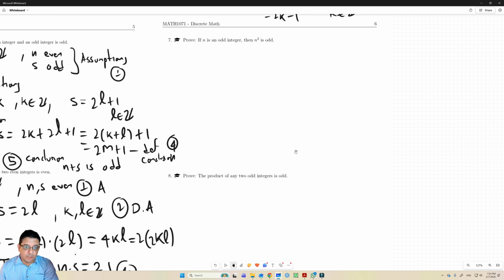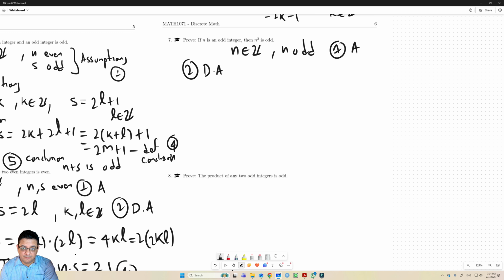Now let's go to question number 7. If n is an odd integer, then n squared is odd. So let's do the same thing once again. Let's say n is something that belongs to the integers, and n is odd. This is step 1, my assumptions. Step 2, my definition of the assumptions: if n is odd, then there exists k, an integer, so that n is 2k plus 1.